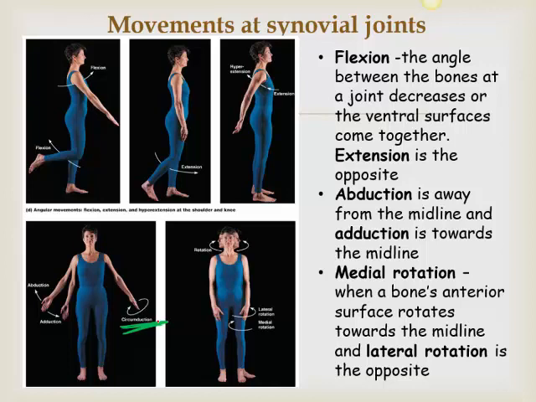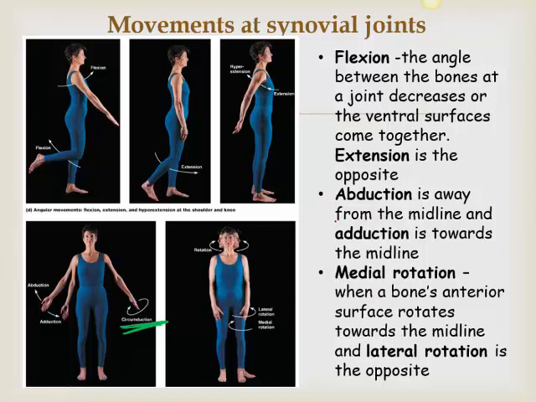Circumduct means to go in a circle. Circumduction is a combination of movements. So for example, when you pitch a ball like this, when you throw a ball like this, what you're really doing at the shoulder, you're doing extension, then you're doing abduction, and you're also doing lateral rotation. Then you come in front, you're doing flexion and medial rotation, and you come down and you're doing adduction. So you can see it's a combination of movement. So circumduction is not a movement by itself.